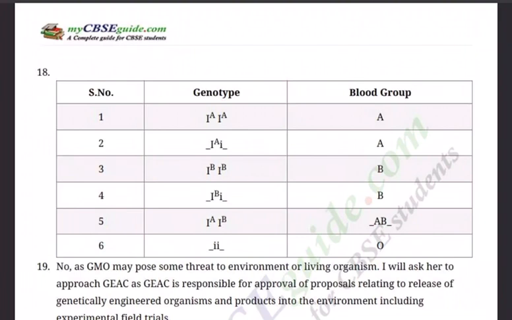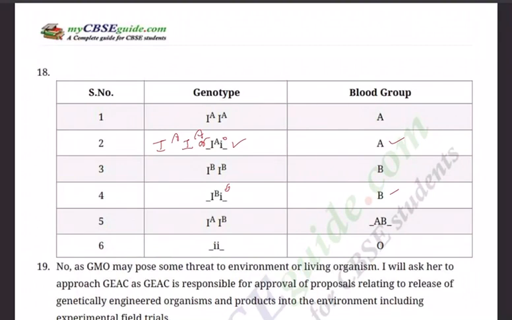Serial number 2, genotype is blank and he has given A. That means it can be IAIA or it can be IAIO. So two choices can be there to make it blood group A. Then it will become phenotypically blood group A. Next, serial number 3, IBIB is B, and the next one is again a blank, and in the blank you can say IBIO. That becomes B. Of course, it can be homozygous IBIB.